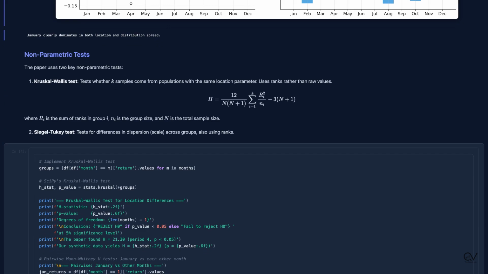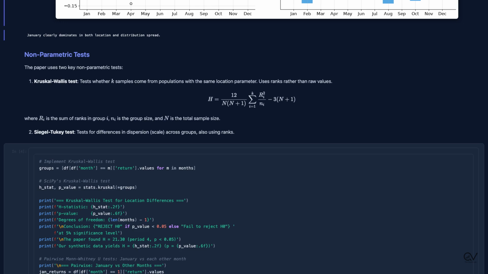Now, let's implement the core statistical test. The Kruskal-Wallis test is a non-parametric alternative to one-way ANOVA. It tests whether multiple samples come from populations with the same median. The key equation uses rank sums rather than raw values, which makes it robust to non-normal distributions. This was critical for the paper because stock returns have fat tails. They follow something closer to a stable Paretian distribution, not a Gaussian.